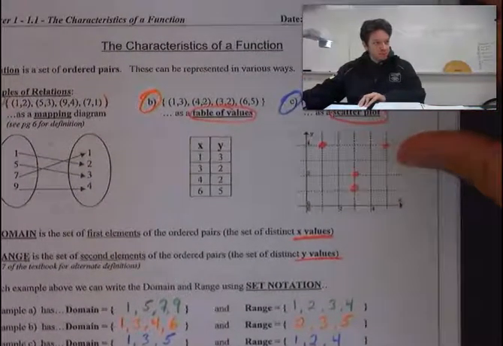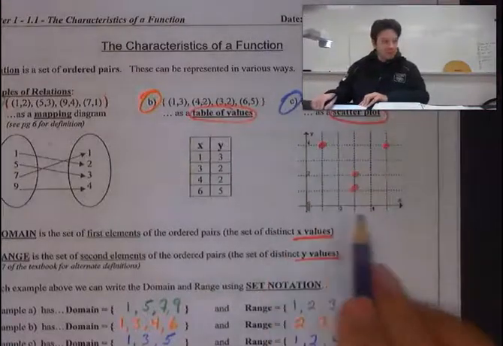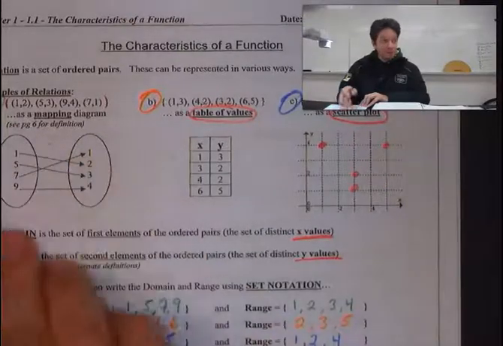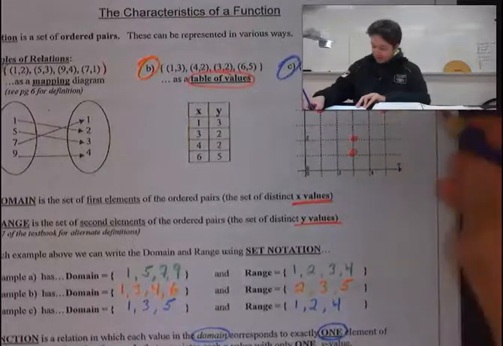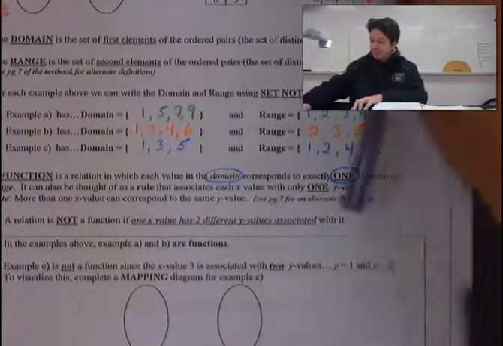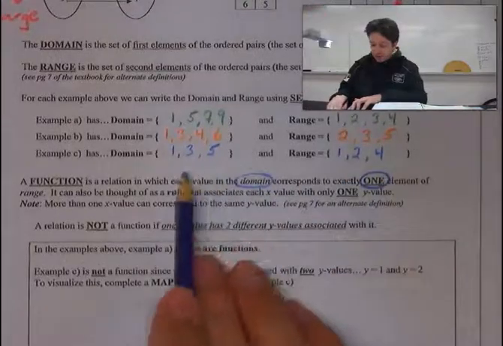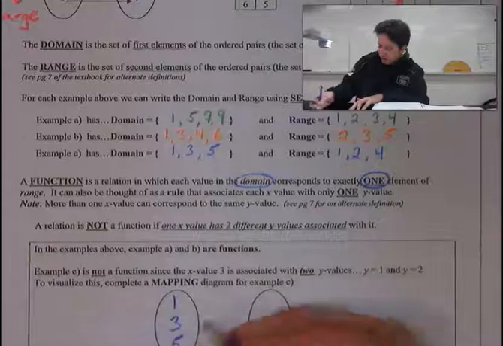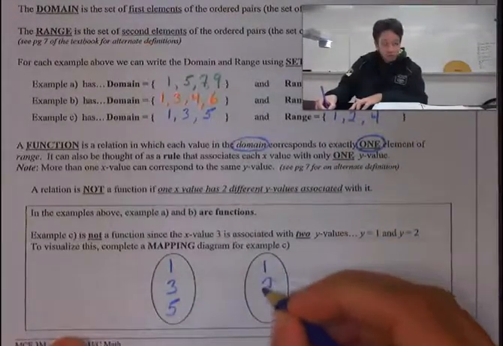Example C, something weird's happening. Not quite so. So I'm going to take example C and redraw it as a mapping diagram. Looking at our points, we have, for example, 1 and 4. Well, actually, let's just look at our domains. For our domains, we have 1, 3, 5. So I'm going to write 1, 3, and 5. And our ranges 1, 2, and 4.